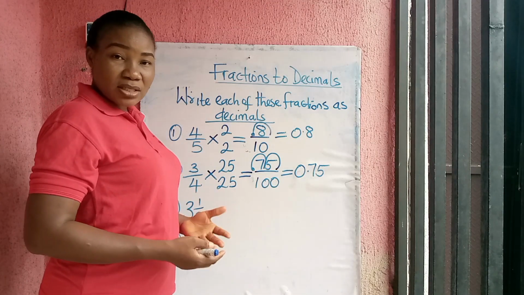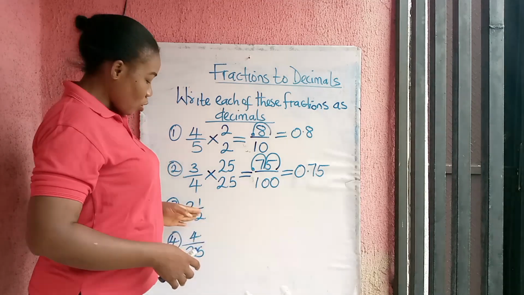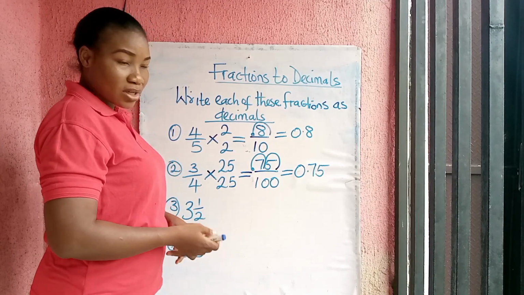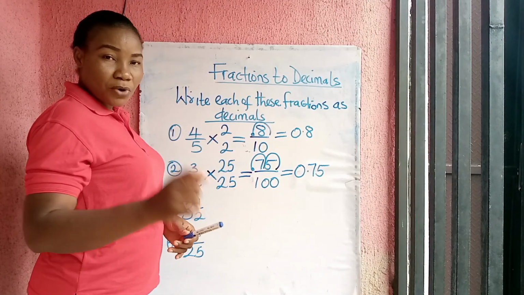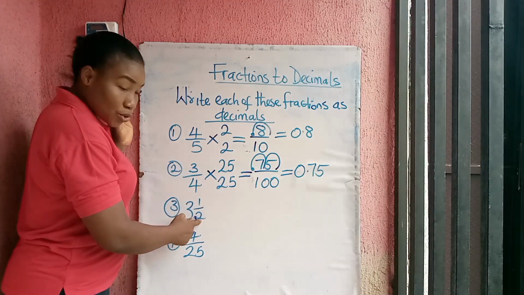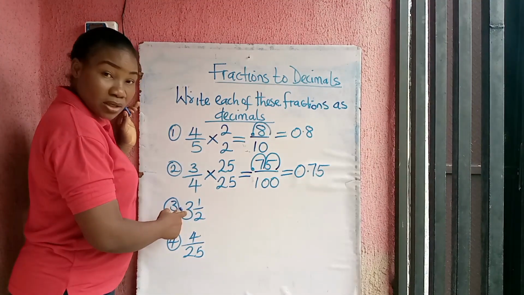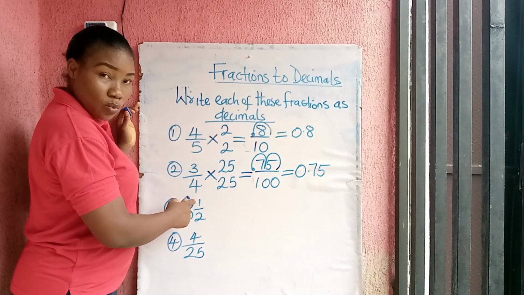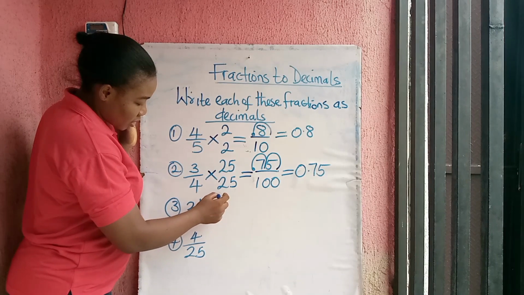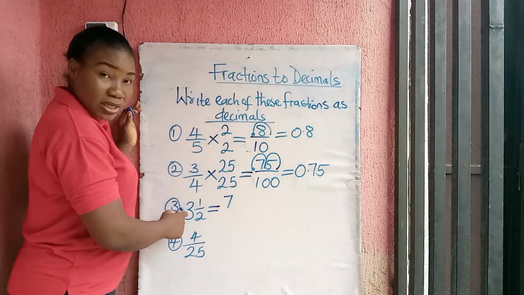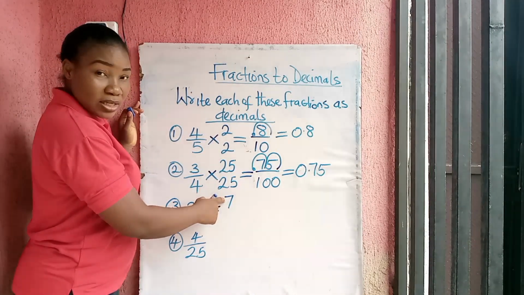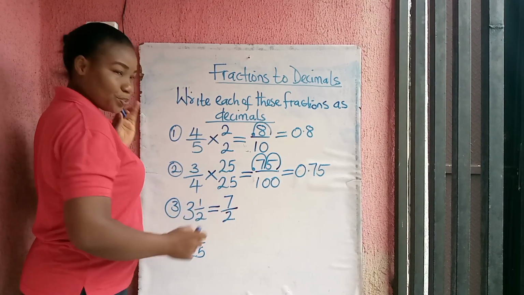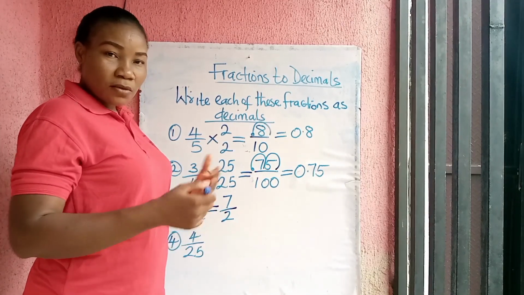Let's look at number 3. We have a mixed fraction. First, we convert the mixed fraction to an improper fraction. 2 times 3 plus 1 will give us what? 7. 2 times 3 is 6 plus 1 is 7, all over our denominator, which is 2. We have changed it to an improper fraction.